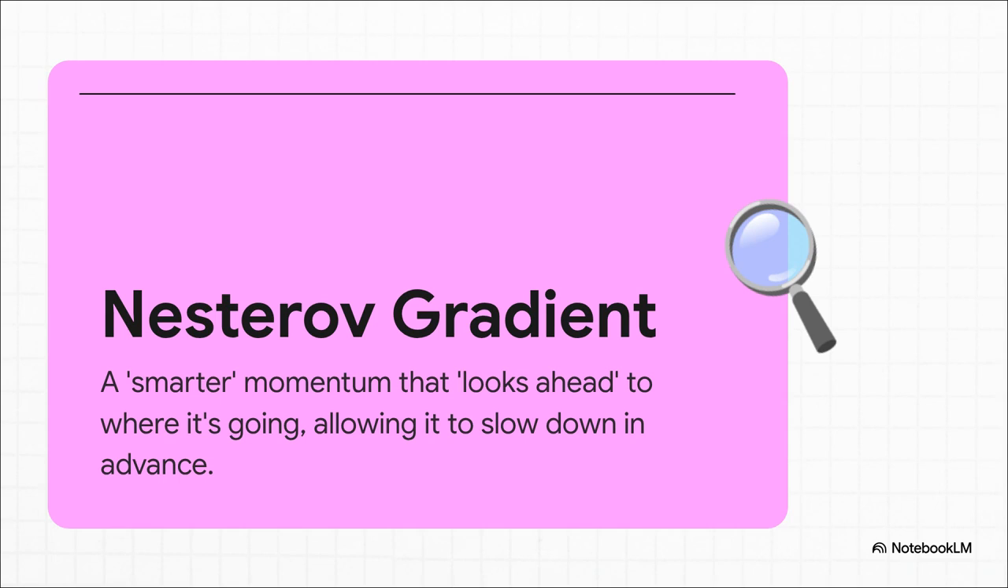See, a regular momentum ball just barrels ahead blindly following the slope. But NAG is smarter. It kind of looks ahead. It first takes a step based on its old momentum to see where it's about to be. Then it calculates the slope from that future point and uses that to correct its course. This look-ahead ability is amazing because it lets it see an upcoming hill and slow down before it gets there, which keeps it from overshooting the bottom of the valley.